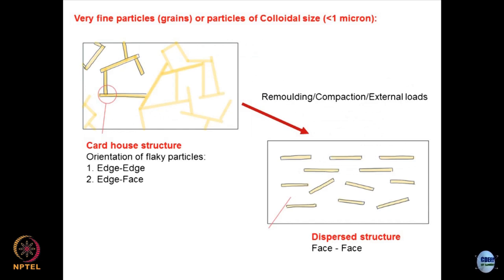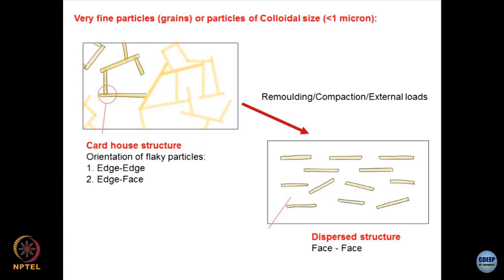The next one is one of the ways of defining the very fine particles, the colloids. Colloids are less than 1 micron. And these are the ones which offer most of the significant properties to the soils. There are two types of structures we normally talk about. This I think I discussed in the last lecture also. The first one is known as a card house structure. Look at the orientation which I discussed last time. This is a platelet of the clay, or the grain of the clay. Edge is meeting the face of the grain. So, this could be either edge to edge or edge to face.